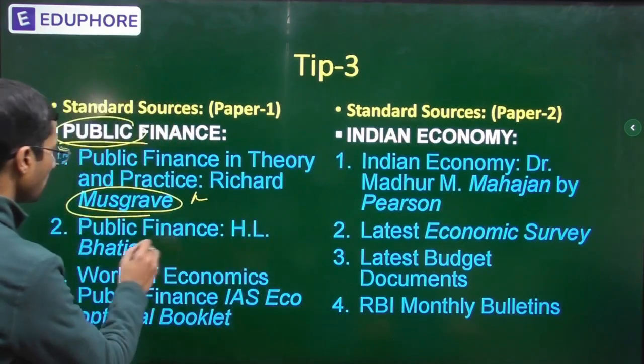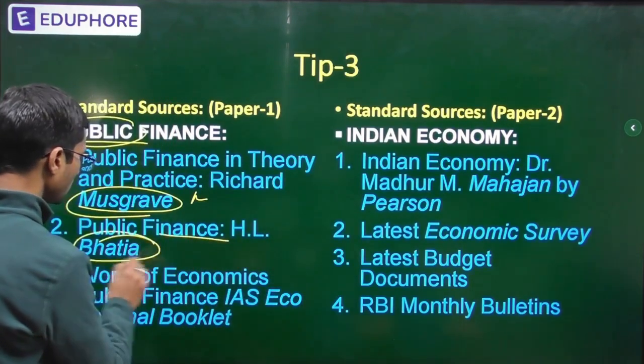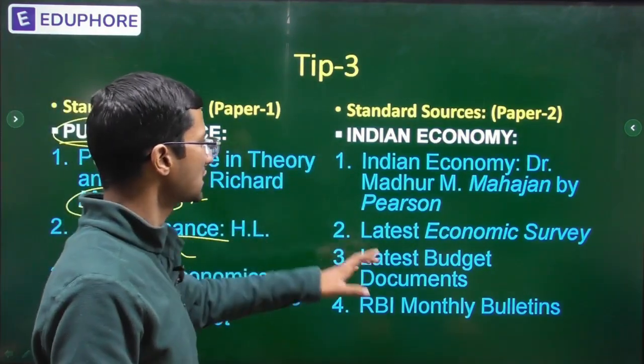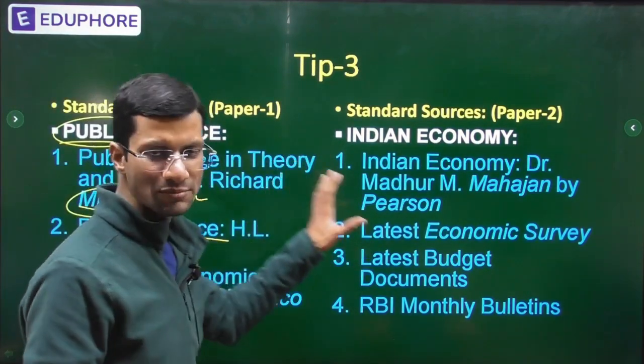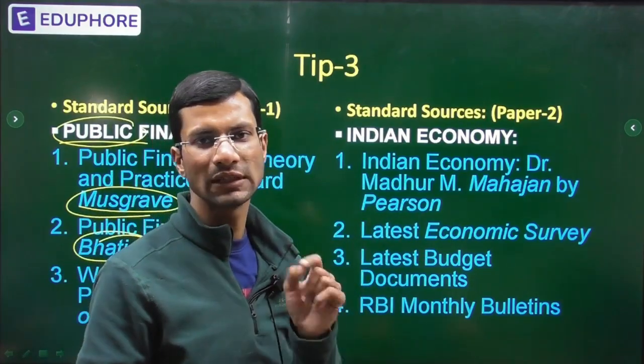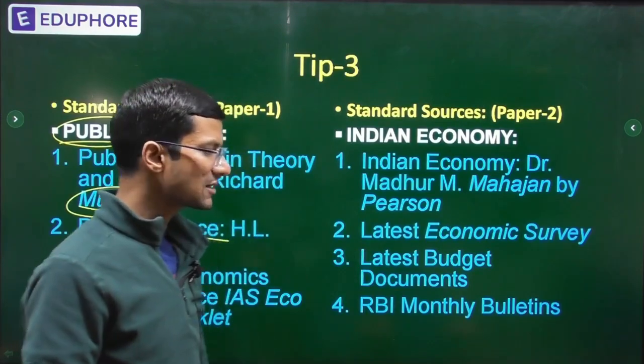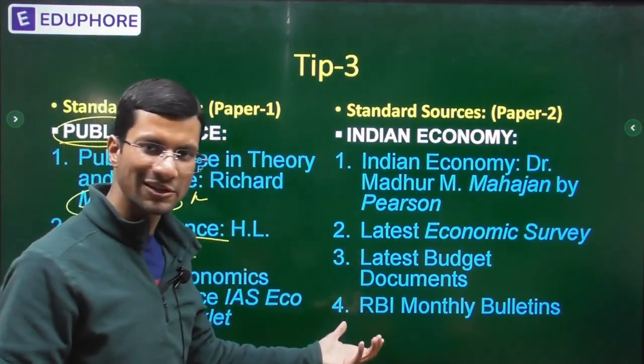Public Finance by H.L. Bhatia. So you can see one of the important aspects here is that I'm providing the sources. In every single subject I have mentioned at least one Indian author's book, because that is important, we will mention it.